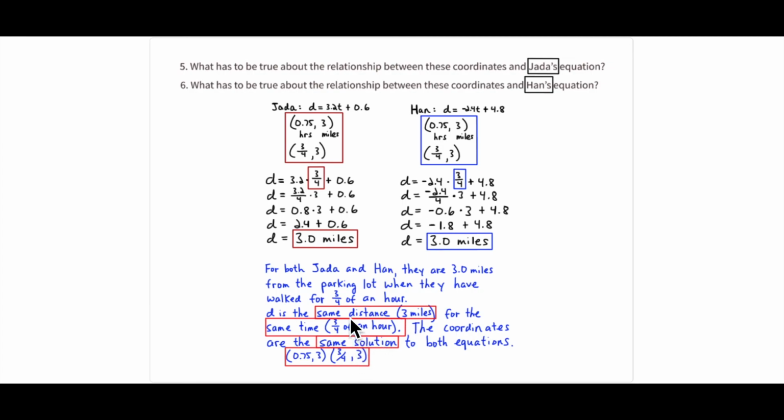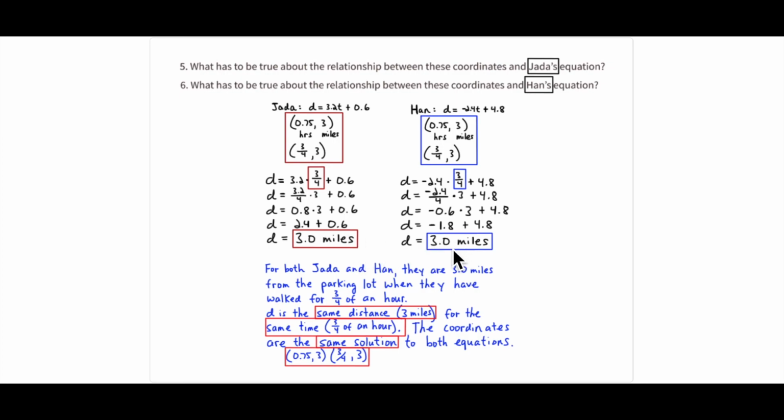Now, do you see that Jada's slope is a positive slope because she's walking from the parking lot towards the lake. So she's walking in what in this situation we call a positive direction. Han is walking in a negative direction. He's walking back the other way. So his slope is a negative slope. But you use those two slopes and 3/4 of an hour, and you get a distance of 3 miles.